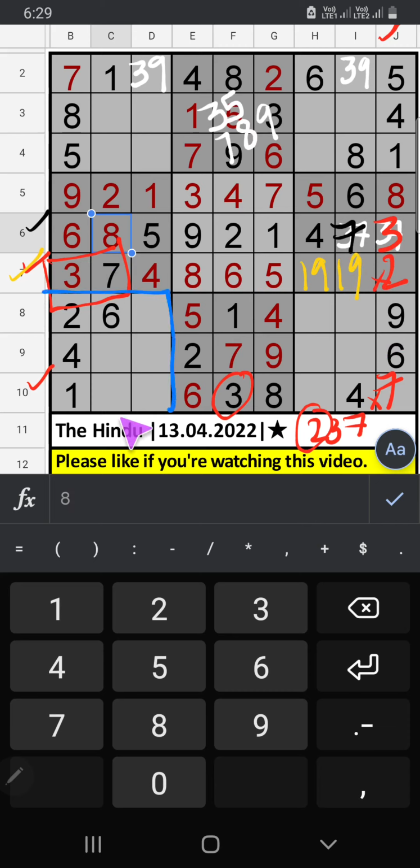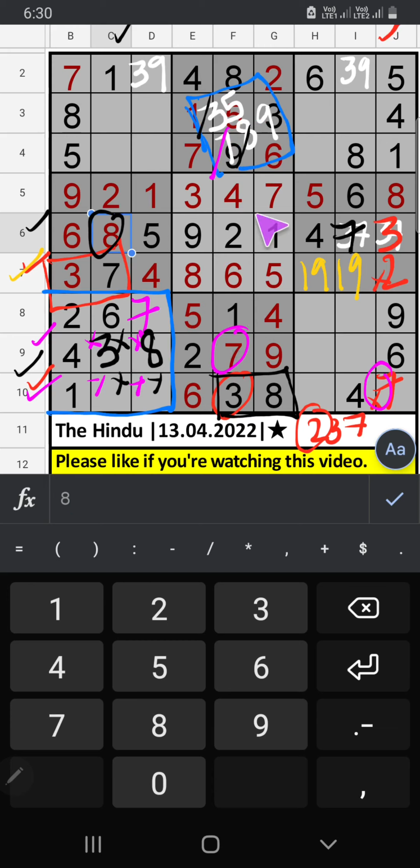7th grade, 5 numbers are remaining: 3, 5, 7, 8, 9. 9th row and 10th row, we have 7, so 7 can't come in these cells. Then 7 is confirmed here. Then only 4 numbers are remaining: 3, 5, 8, 9. 10th row, we have 3 and 8, so 3 and 8 can't come in these cells. It will come in one of the cells. Column C, we have 8, so 8 can't come in this cell, 8 is confirmed here. Then 3 is here.